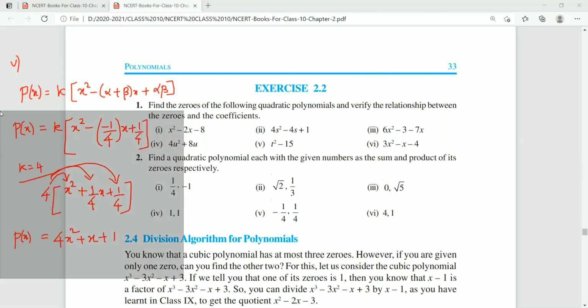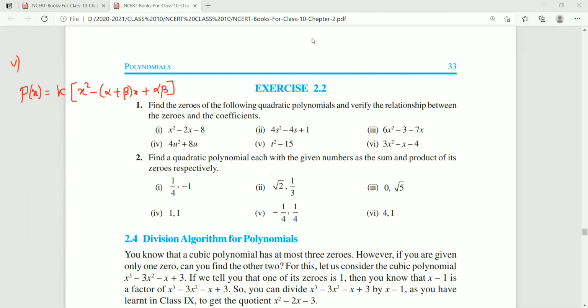So in this question, they have given the sum of the zeros as 4 and the product of the zeros as 1. So here, k into x square minus sum of zeros, which is 4, and the product of the zeros is 1. Since there are no fractions, that is, you don't have any other number other than 1 in the denominator, we can give k value as 1. So the p of x will become x square minus 4x plus 1.